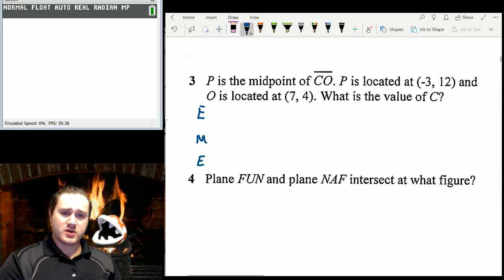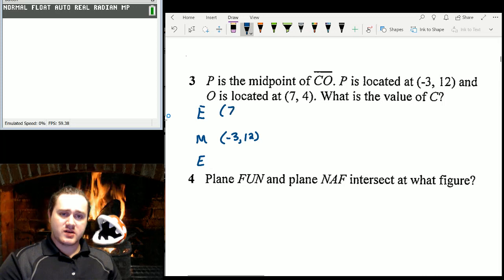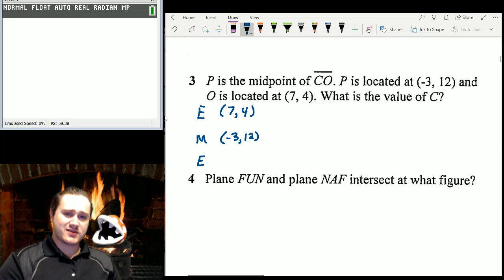So I'm going to put this -3, 12 in the middle. And then the other part is an endpoint. If you're given an endpoint and midpoint, my suggestion is to put the endpoint on the top, 7, 4. And then you work your way down. So how do you go from 7 to -3? Well, you subtract 10. So you just continue that same method.